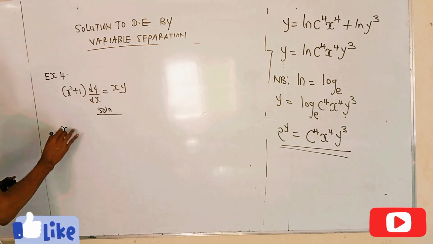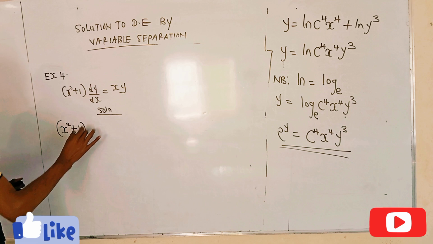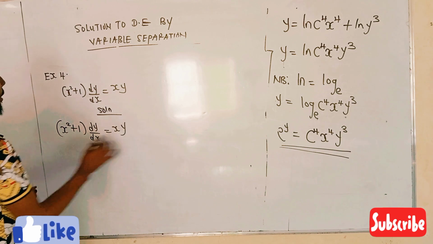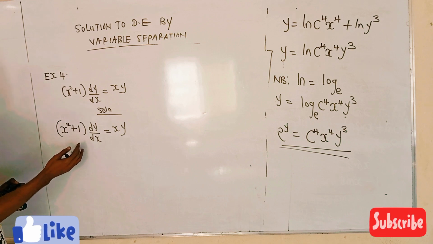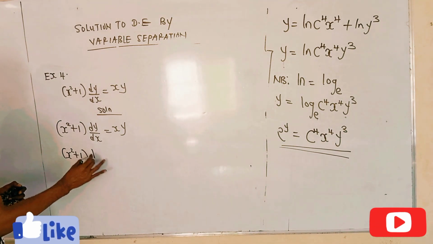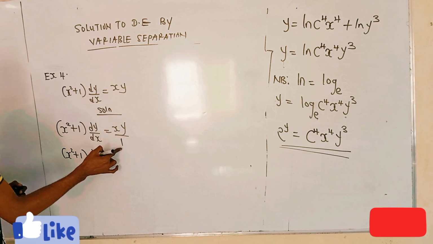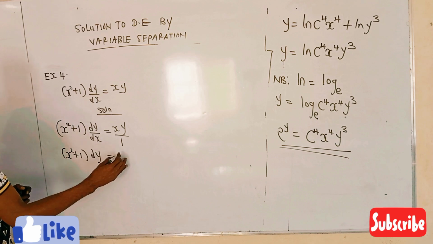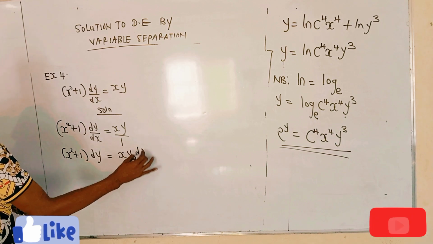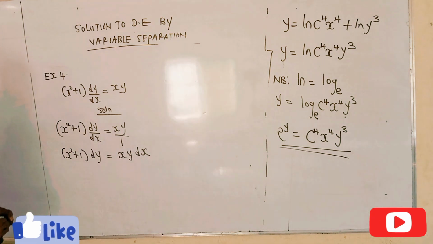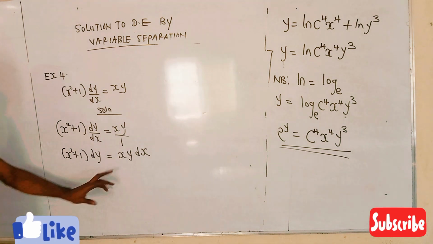So we have (x² + 1) dy/dx = xy. When we cross multiply, we have (x² + 1) dy, over 1 multiplied by everything here repeated, and this is equal to xy dx. That's a dx multiplied by xy. We have that.